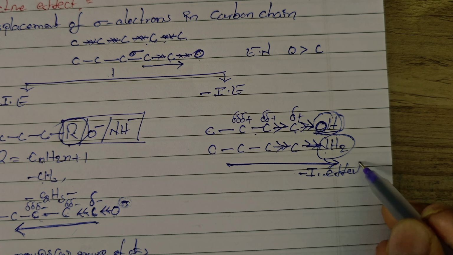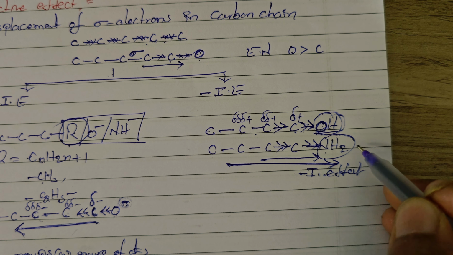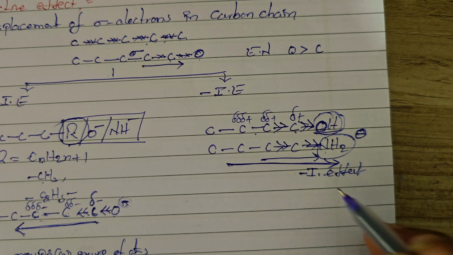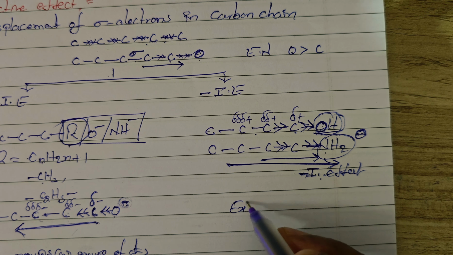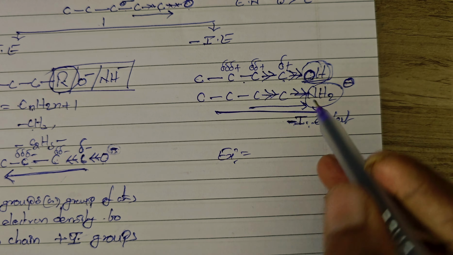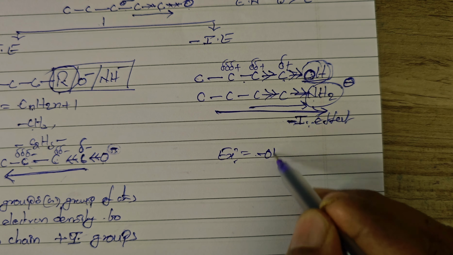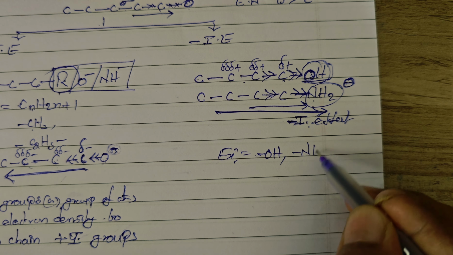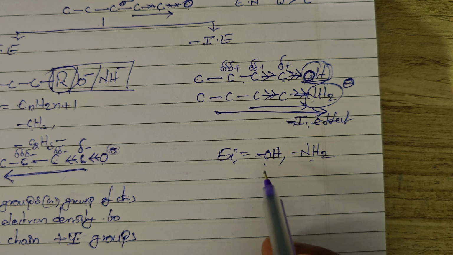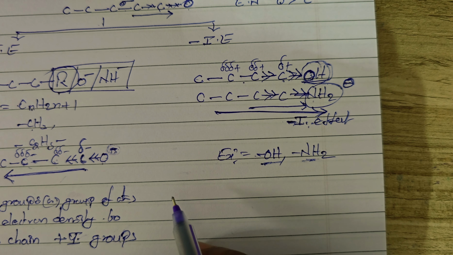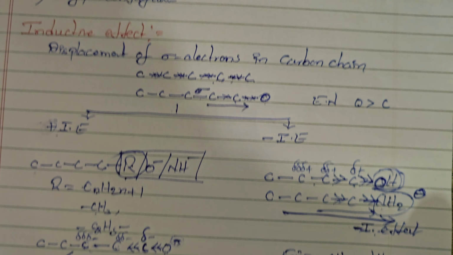Minus I effect. Why? Because on the group the charge density increases, electron density moving in this direction means the negative charge increases on this. That's why they are called minus I groups. Which groups are considered as minus I groups? Groups connected to the saturated carbon chain in neutral form, OH, NH2. These groups are simply considered as minus I groups in the neutral form. Remember that, neutral form.